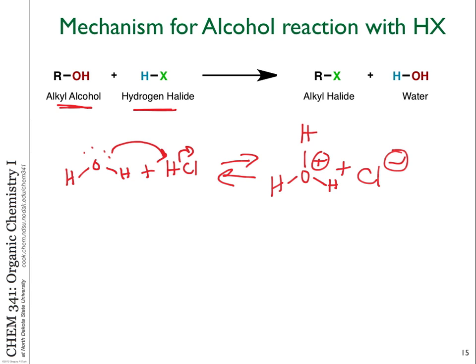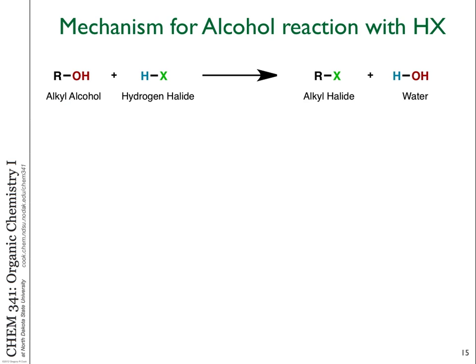A good guess as a first step is going to be transferring a proton from the HX to the OH. Okay, that's a pretty good first step. So think about that: the alcohol is a base, and this is an acid. So you can protonate, transfer the proton. Let me just draw it here. Okay. Acid-base reactions are usually in equilibrium.